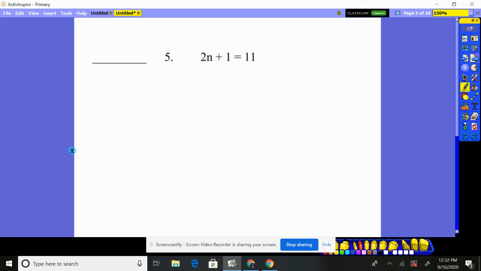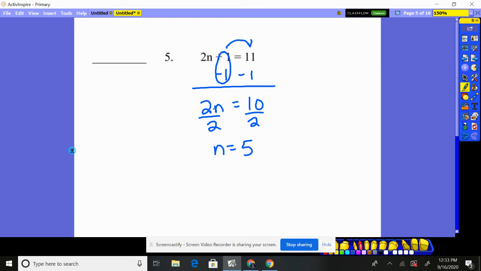Number 5. Okay, a little bit different here, but the goal is always to get all variables on one side, all numbers on the other. So you already have your variable 2n on the left, so we need to move this 1 over to that side. So how am I going to get rid of adding 1? I'm going to subtract 1 from both sides. That'll give me 2n. That went away. Equals 10. Now how do we undo that multiplying? We divide. Divide both sides by 2. You get n is 5.